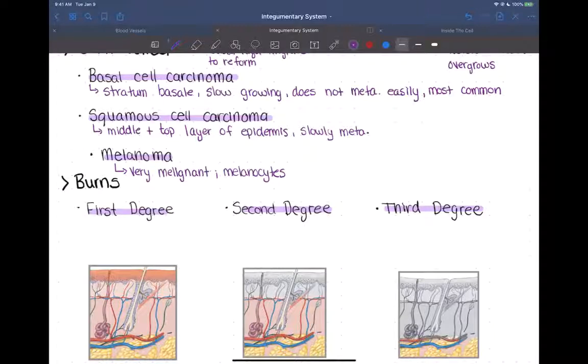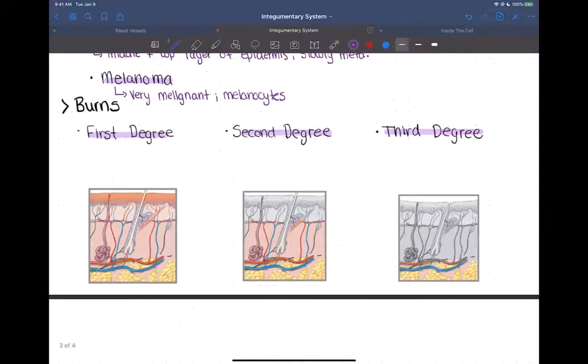Okay, because it's those melanocytes that cause melanoma. Okay, and these can be very, very severe. Okay. All right, so those are the 3 types of skin cancer. And our last topic is going to be to talk about burns. Okay, and so with burns, we're just going to discuss the degree of burns and which layers of the skin are affected by each. Okay, so we'll start off with our 1st degree burns.